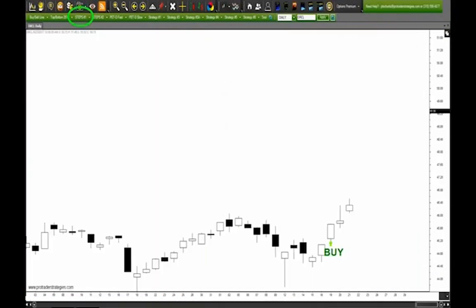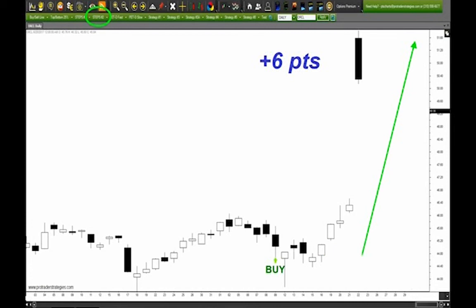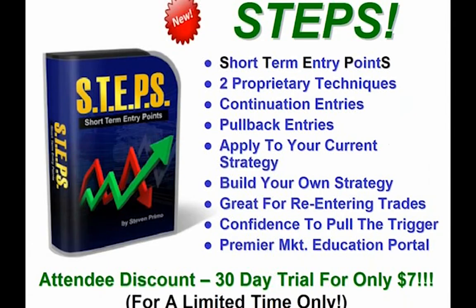For example, if you used the scanner, let's say you would have gotten this signal here in Oracle. There was a buy signal using Steps 1. Look what happened 2 days later: 6 points to the upside. Now, let's say you weren't a Steps 1 buyer. Here's the beauty: many times, Steps 2 will also generate signals in the same exact stock. As you see here, a week prior to that Steps 1 signal, a Steps 2 buy signal was generated. And this is all included in the Steps program.